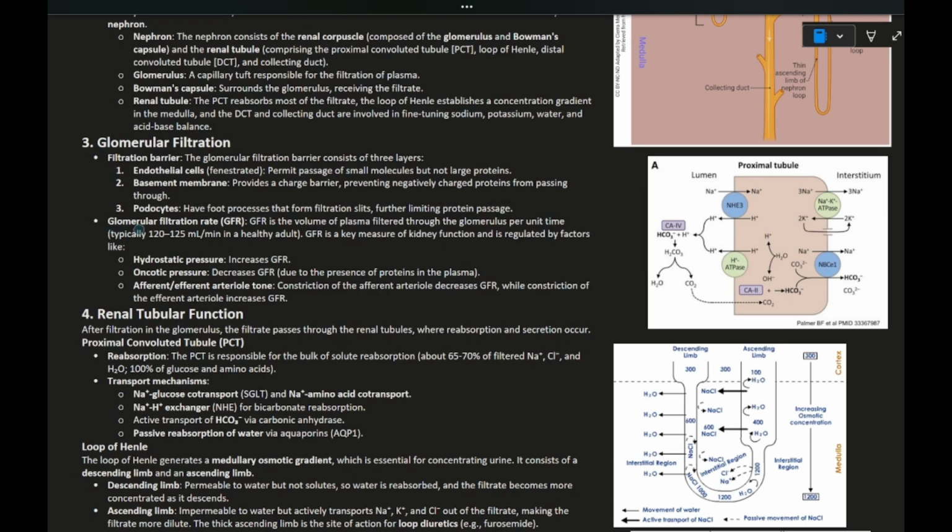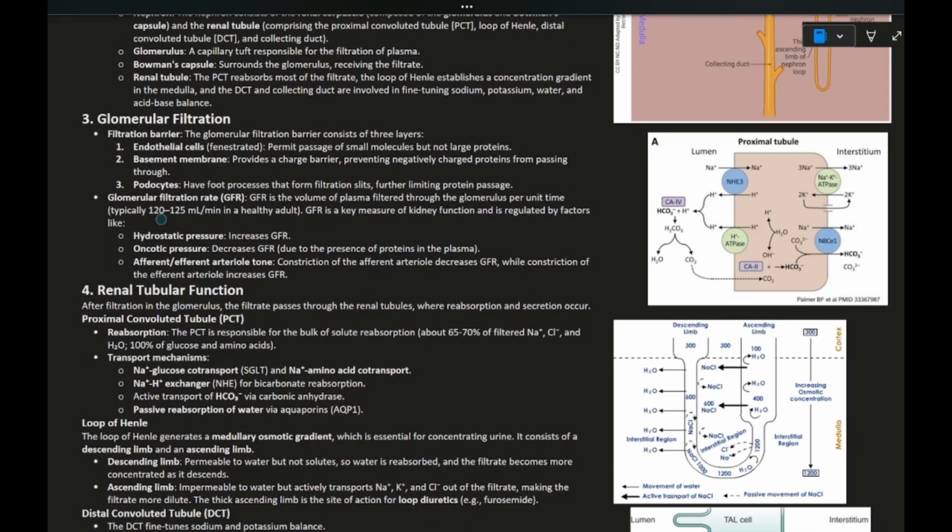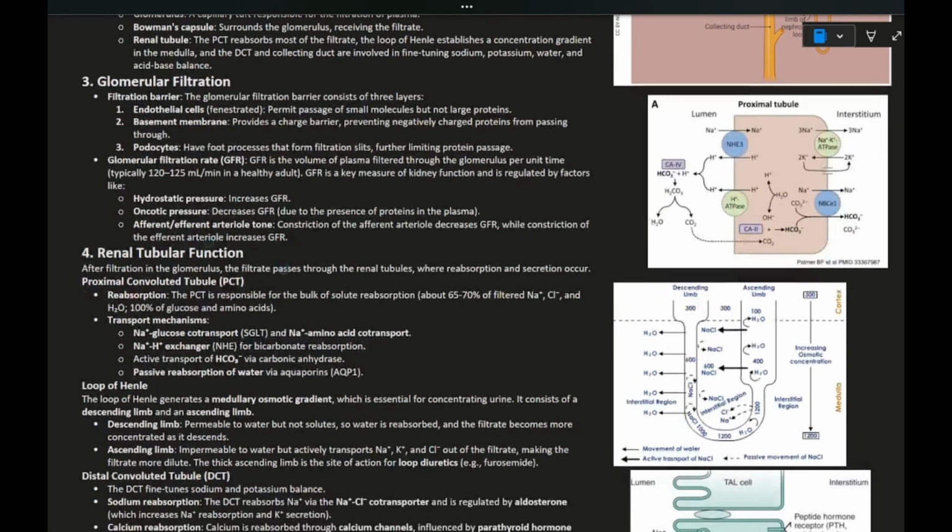The next principle is glomerular filtration rate, commonly known as GFR. So, pay attention here. GFR is the volume of plasma filtered through the glomerulus per unit time. The typical filtration rate ranges from 120 to 125 milliliters per minute for a healthy adult. So the GFR, or glomerular filtration rate, is a key measure of kidney function, and it can thus be regulated by several factors. The first factor is the hydrostatic pressure.